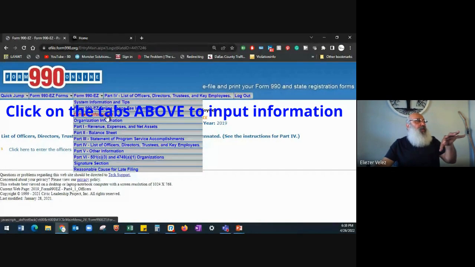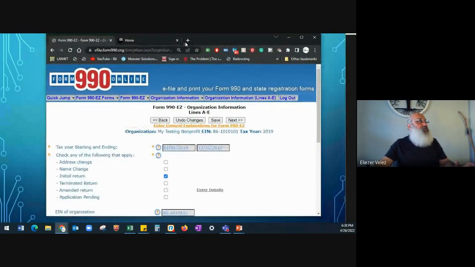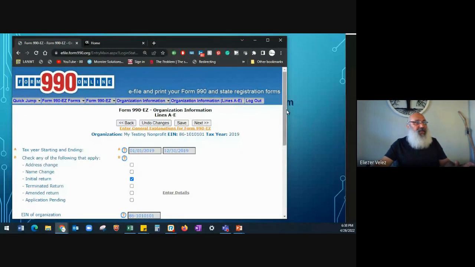The information that you're going to find here is on an organization that is a mock entity that I put together. And so this is our EIN, and it was for the tax year 2019, and I haven't updated it because I don't want to be taking up their space. But I've been using this as a teaching tool. Sorry, let me try to get this.